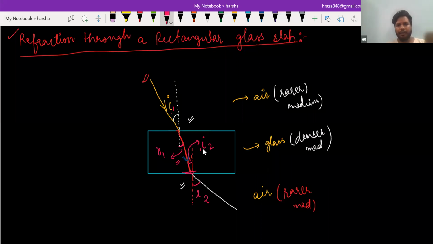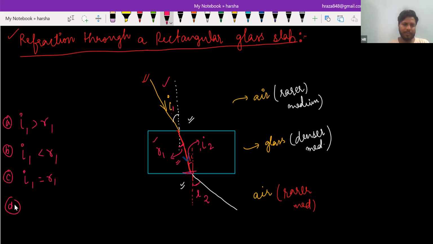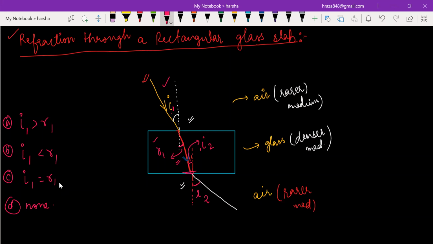Very good. Again, can you tell me I1 or R1, which one will be greater or equal? Which one of them will be greater to one another? What do you think? A: I1 greater than R1, B: I1 less than R1, C: I1 equals R1, or option D, none of this. Can anyone tell me? Sir, C.